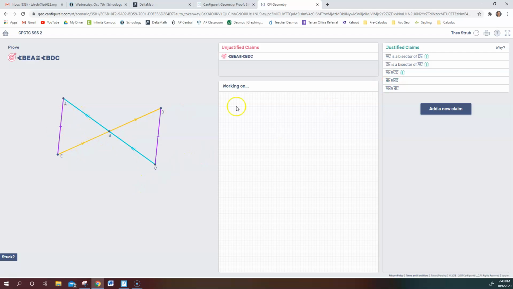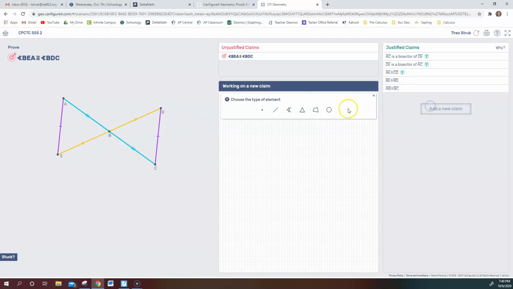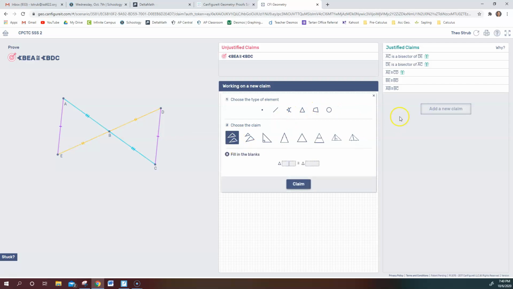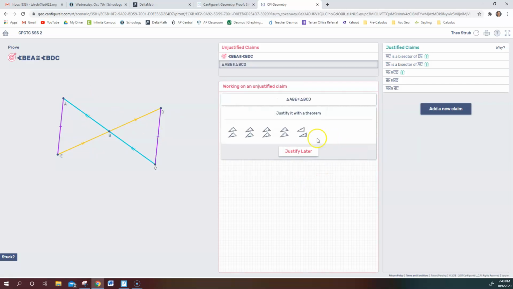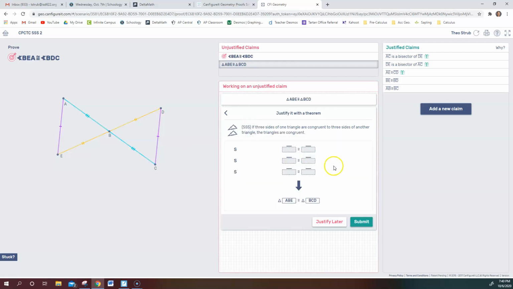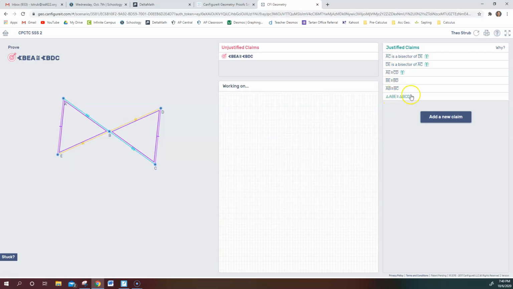Now notice, look at my triangle. Side, side, side. I can prove the triangles are congruent. So we'll prove triangles are congruent. And then I have to say which triangles. So it was always the left to the right, or usually top to bottom. And we'll click claim. Well, how do I know? Side, side, side. And then put the sides in. Well, one was given, and we found the other two from the definition of bisector. Click submit, and that was provided.